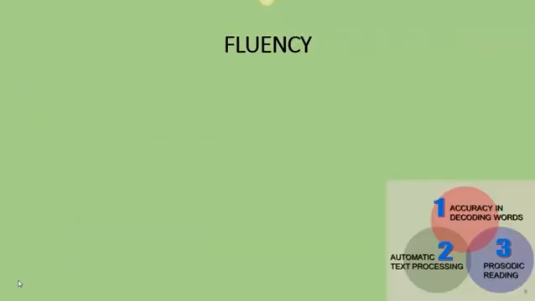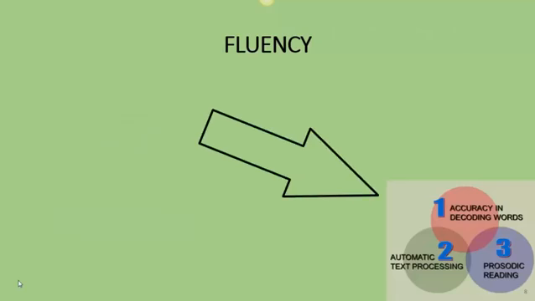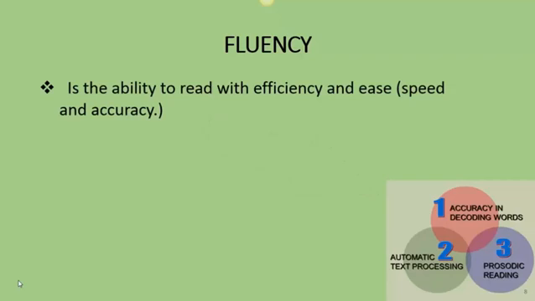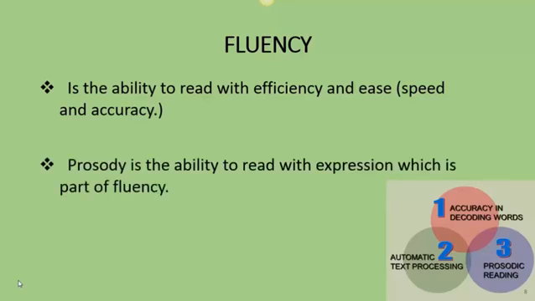Now we have fluency, and you can see in the little circles on the lower right hand side that it's the ability to read with efficiency and ease. That's accuracy and speed. And then prosody is the ability to read with expression, which is an important part of fluency because it affects the comprehension. So here you see the first is accuracy, automatic text processing, and prosody.